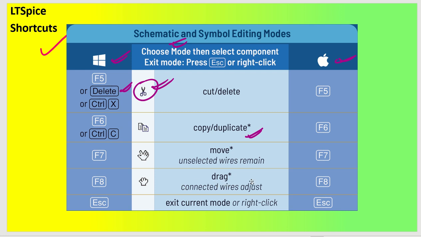Okay. And suppose you are in some function, let's say you are in cut mode or you are in copy mode. Then if you want to skip that, you can press escape, or otherwise you can right click, or if you are placing a component, you can just right click or press escape to come out of that mode. Okay.